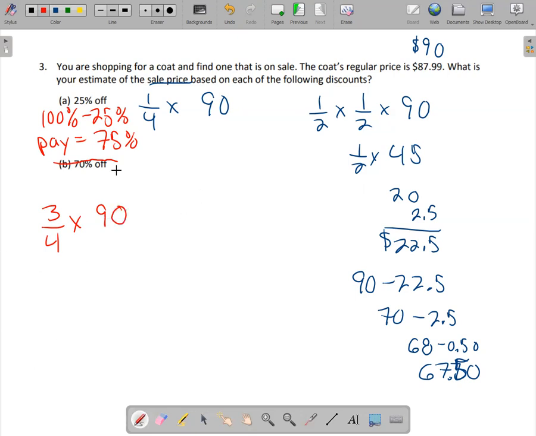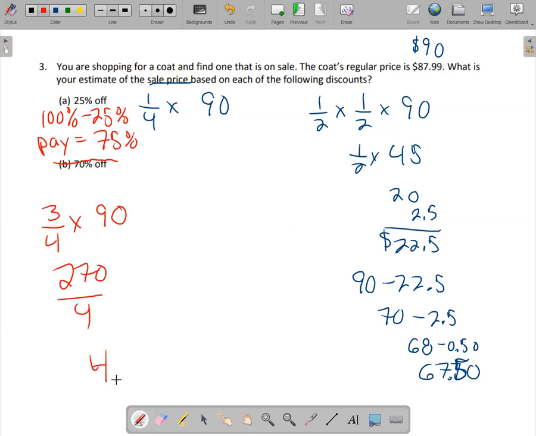And maybe you're one of those people that's really good at division in your head. You can divide 4 into 90 and then multiply it by 3. Or we could multiply by 3 and then divide by 4. I'm going to do that one. So let's see, 3 times 9 is 27. So that's 270 divided by 4.